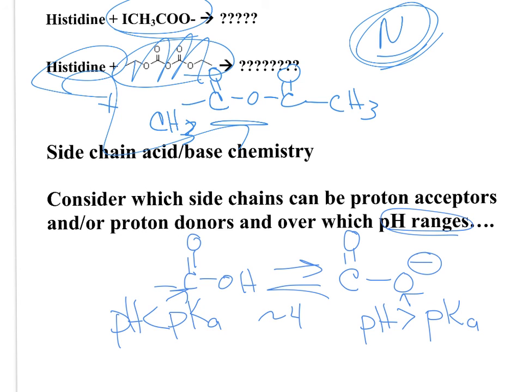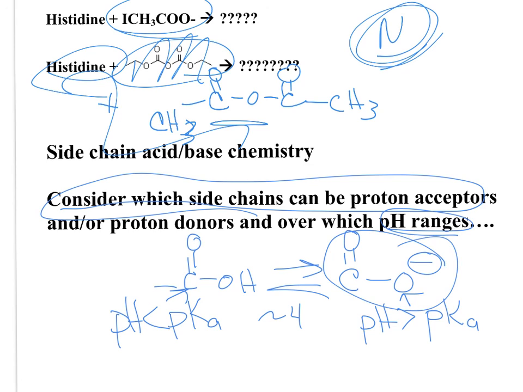And so you kind of go through the side chains and figure out, when are they going to be able to be donors or proton acceptors? Well, it depends. This could be a proton acceptor because it has a free spot for a proton. This one has a proton to give, so it'll be a proton donor. And that's how you have to think about the different amino acids.